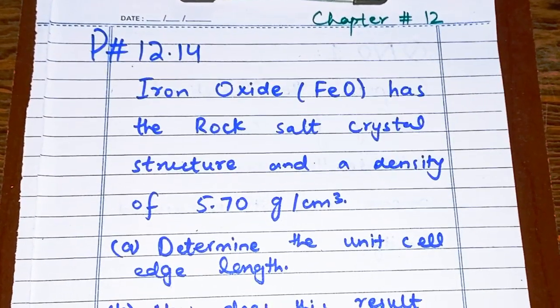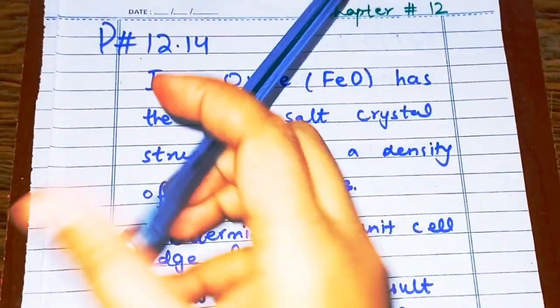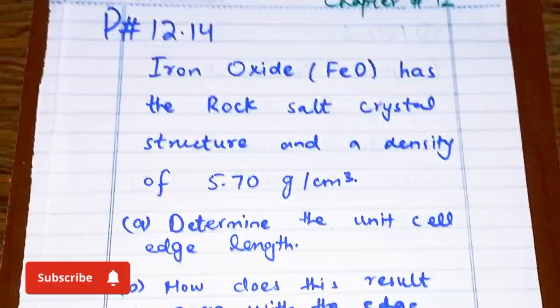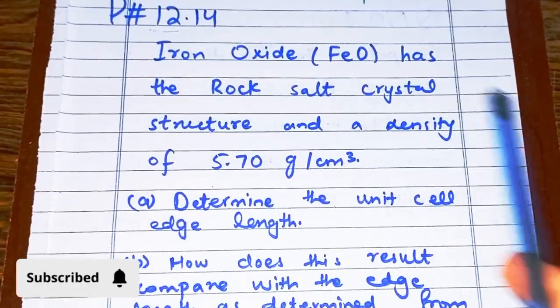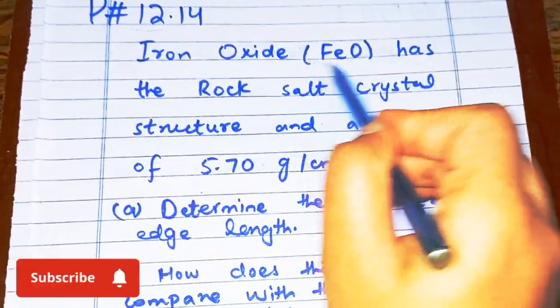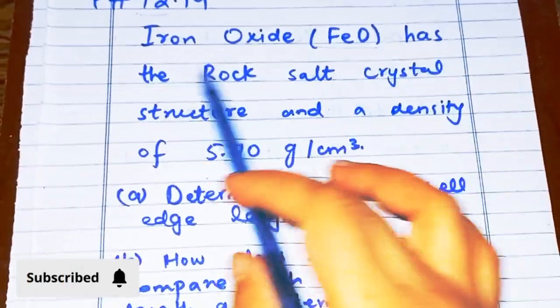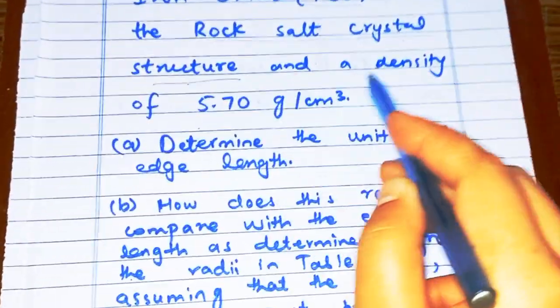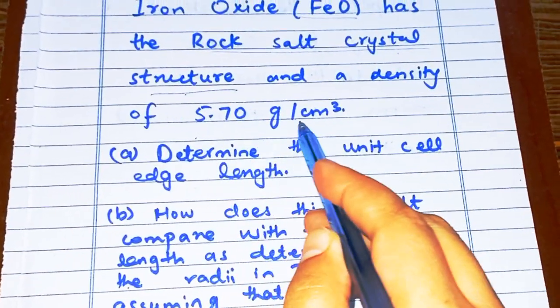In this video, we are going to solve problem 14 from chapter 12 of Material Science and Engineering by Kittel. Let's see the problem statement and we'll dive directly into the solution. The statement says that iron oxide, FeO, has the rock salt crystal structure and a density of 5.70 grams per centimeter cube.